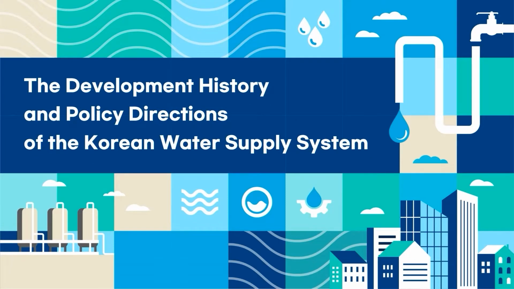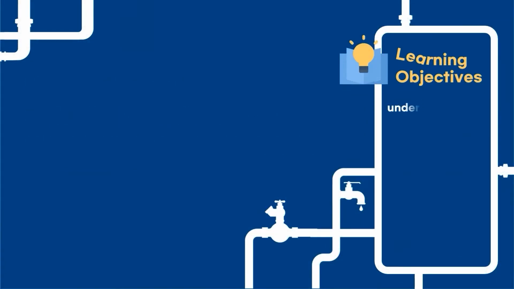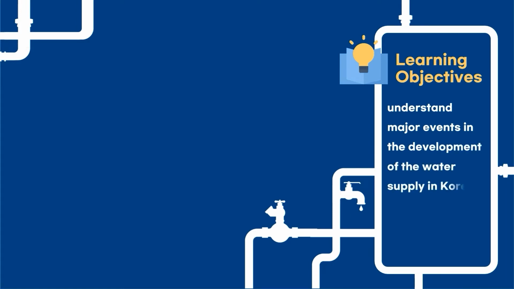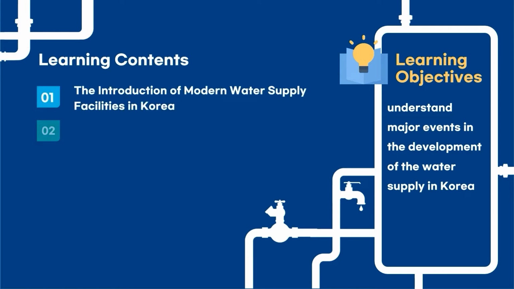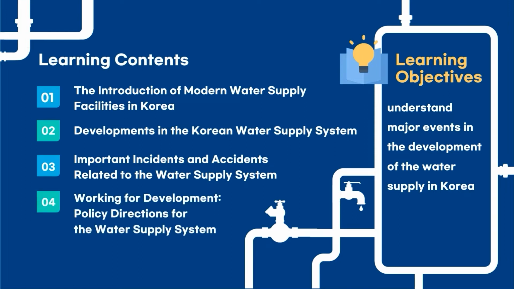The development history and policy directions of the Korean water supply system. This lecture will allow you to understand major events in the development of the water supply in Korea. The topics covered, in order, will be the introduction of modern water supply facilities in Korea, development in the Korean water supply system, important incidents and accidents related to the water supply system, and working for development, policy directions for the water supply system.